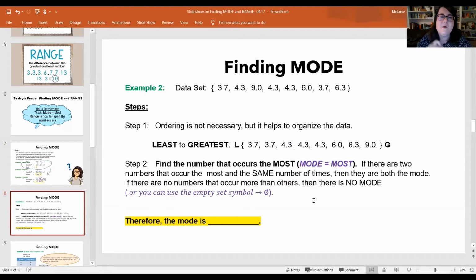All right, so finding mode, here's our second example. Ooh, we got decimals. Don't be too scared now. Don't be frightened by them.